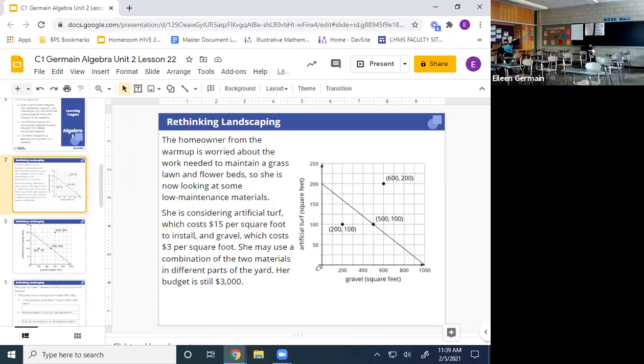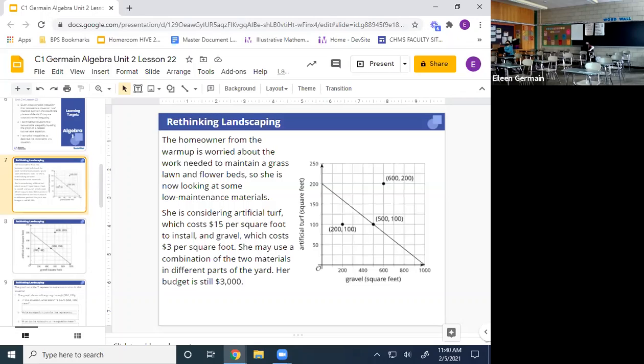Okay. She's considering artificial turf, which costs $15 per square foot to install, and gravel, which costs $3 per square foot. She may use a combination of the two materials in different parts of the yard. Her budget is still $3,000. So now we're taking that idea of her budget. She wanted to spend exactly $3,000 before. We're going to be looking at that same budget, but now we might be a little bit more flexible with that budget.